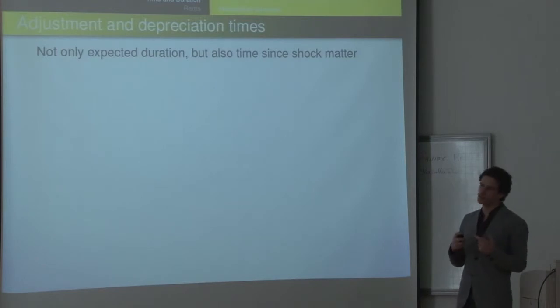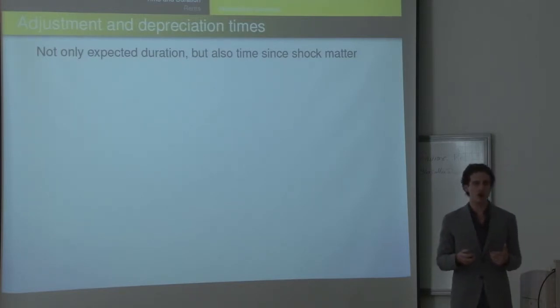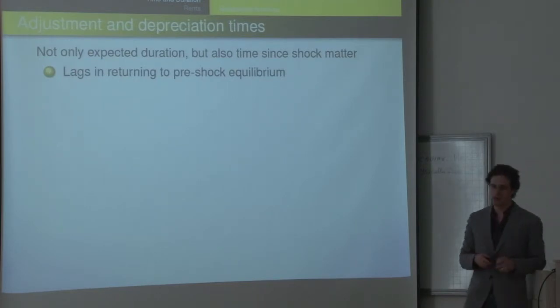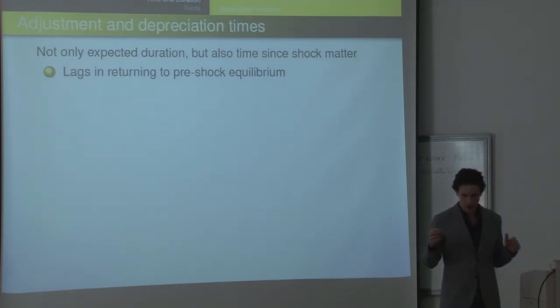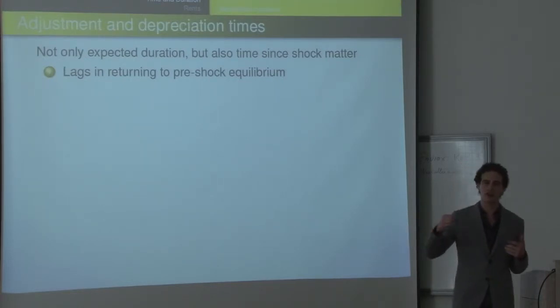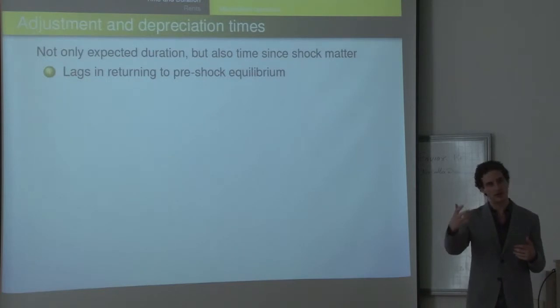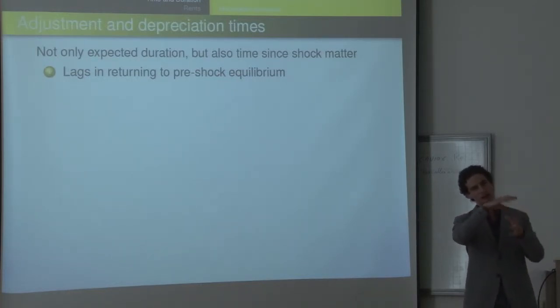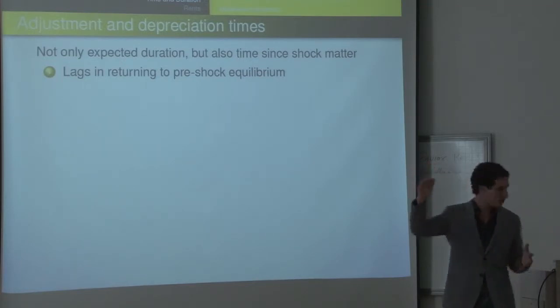It's not only the expected duration of the shock, but how long the shock has been going on, which matters. So think about it. A short run shock, one that lasts for a short period of time, versus a long run shock have different impacts on the rate at which we start to adjust to things. Because a long run shock is sort of like a short run shock to the rate of adjustment of the thing.